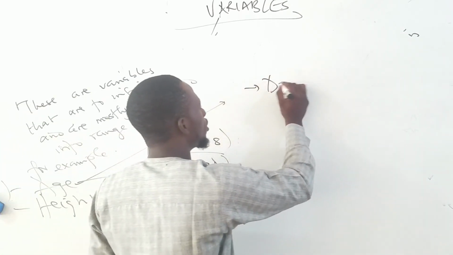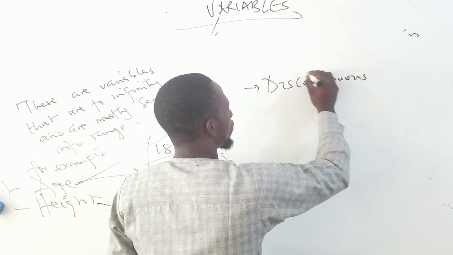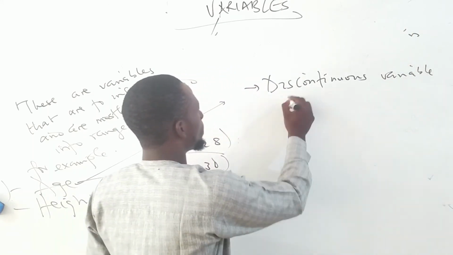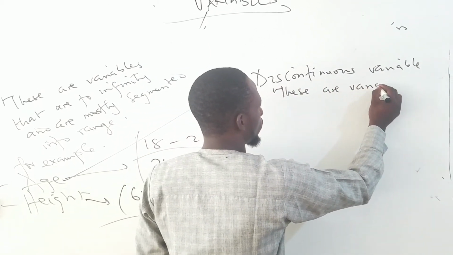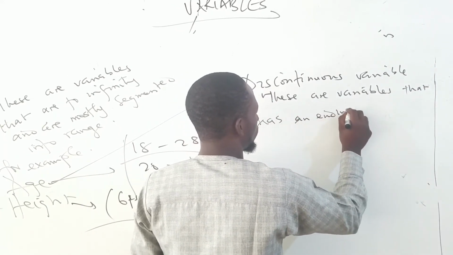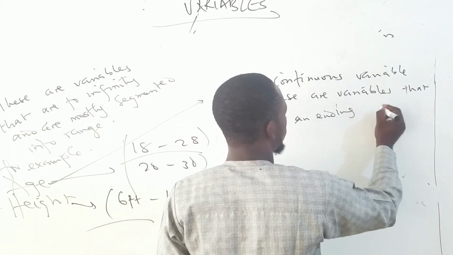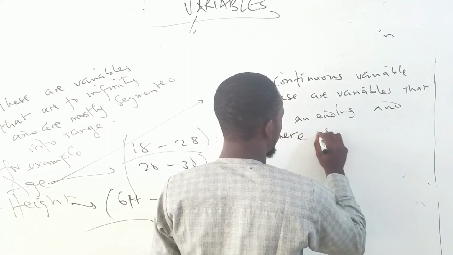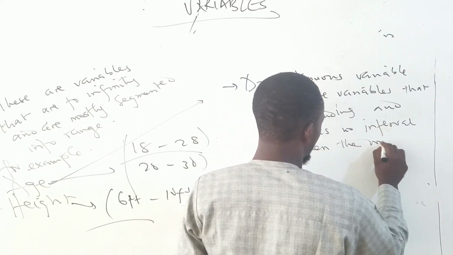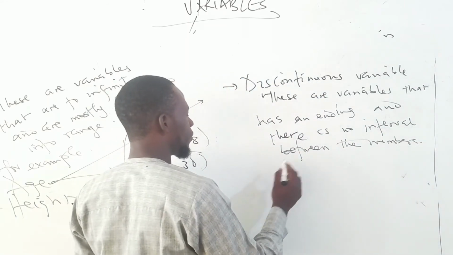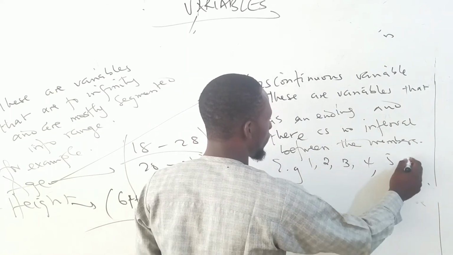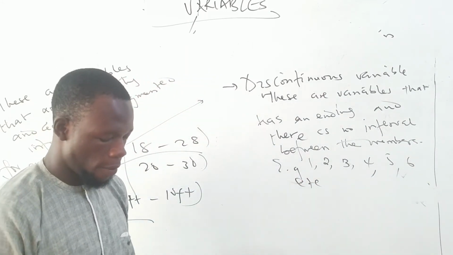Now let's talk about the discontinuous. So discontinuous variables are variables that have an ending and there is no interval between the numbers. For example, let's say we have 1, 2, 3, 4, 5, 6, etc. So this is all about the variable.